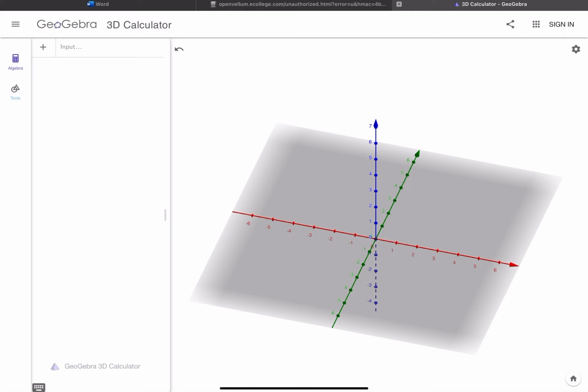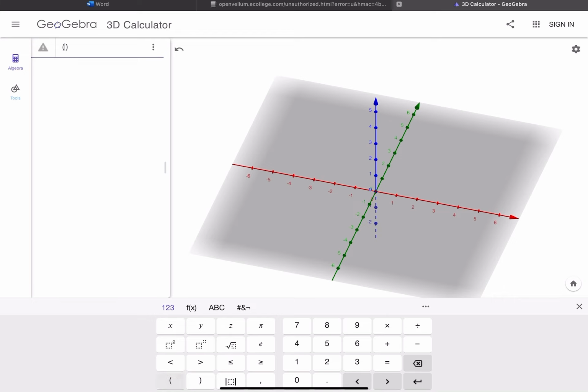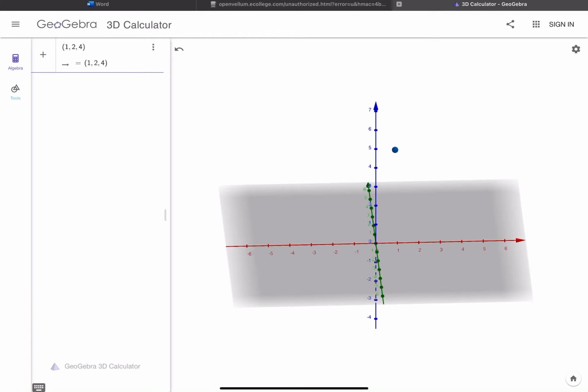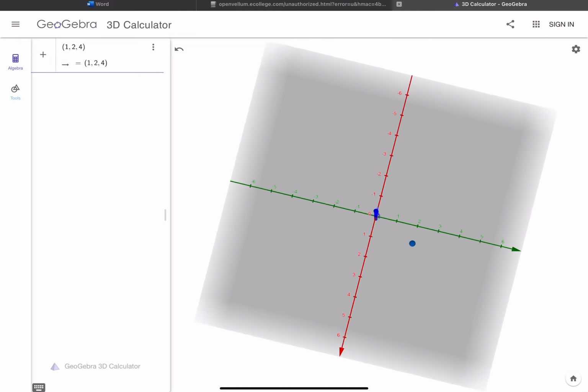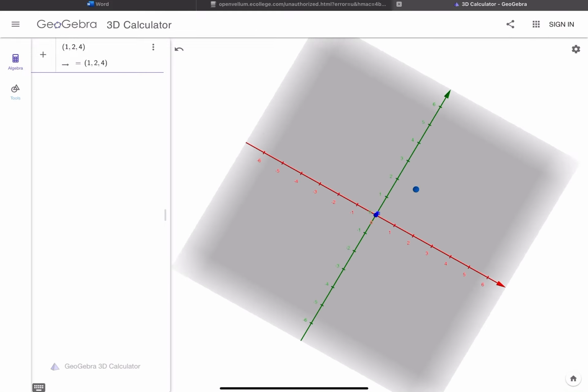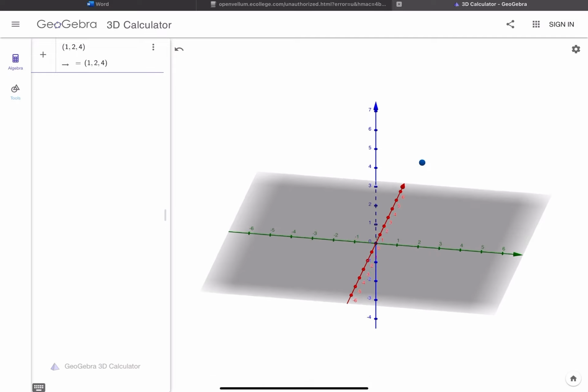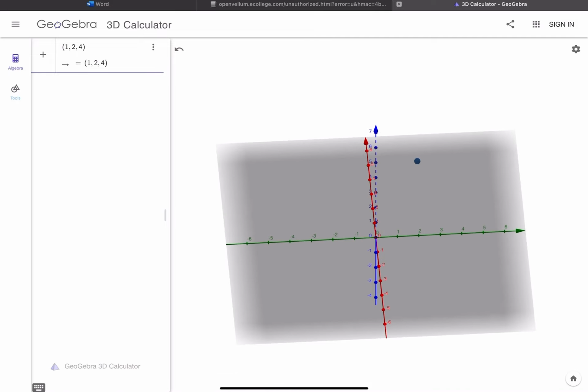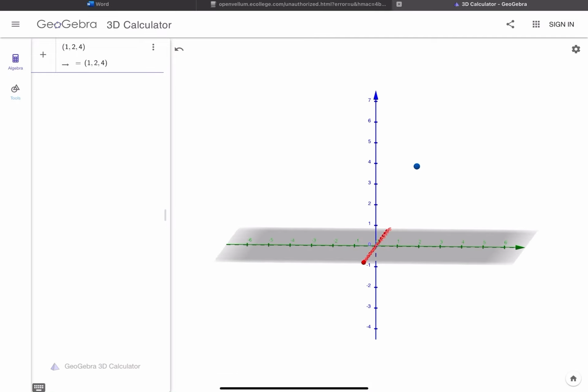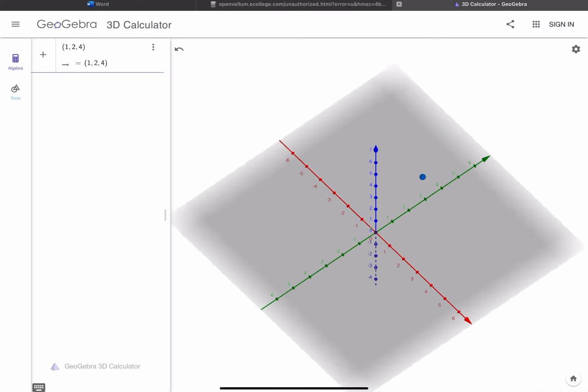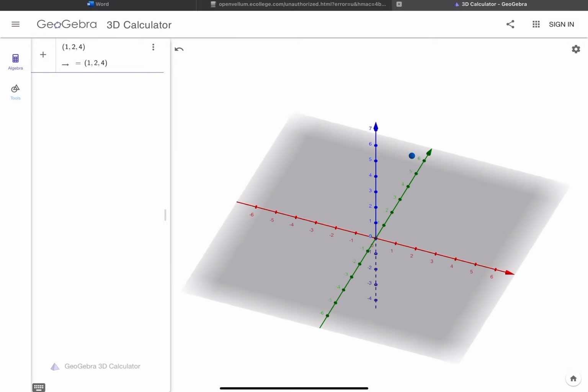So the first thing that we're going to do is plot 4 points, one in each octant. And we're going to take the point 1, 2, 4. So that point is, if we look at it, x is 1, the y is 2, then if we turn it this way, we see z is 4. So it's out here in space.